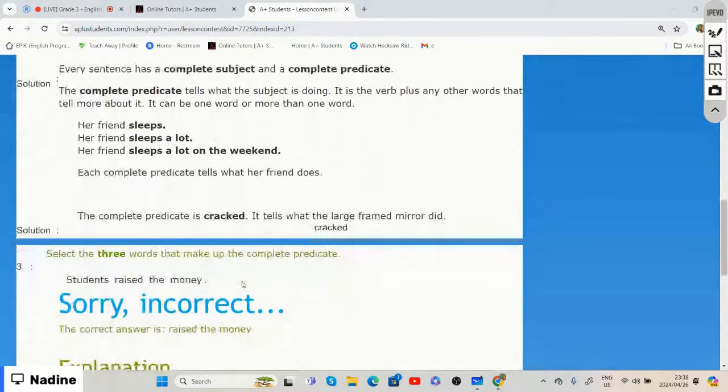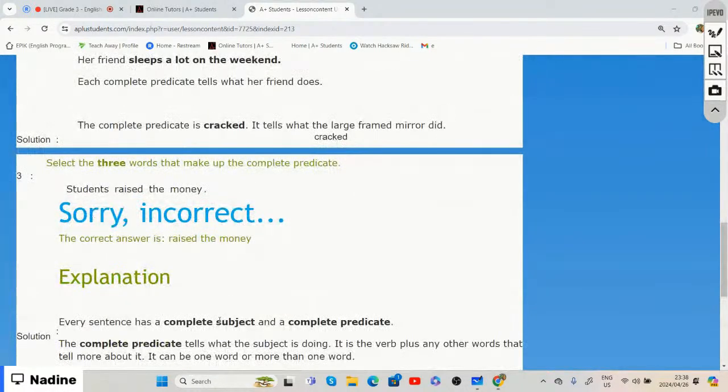Students raised the money. What is the subject doing? What did the students do? Students is our subject. So what did the students do? We need to select three words. What did the students do?